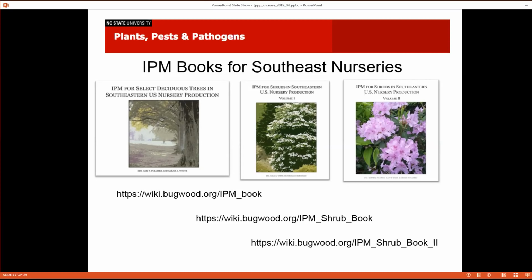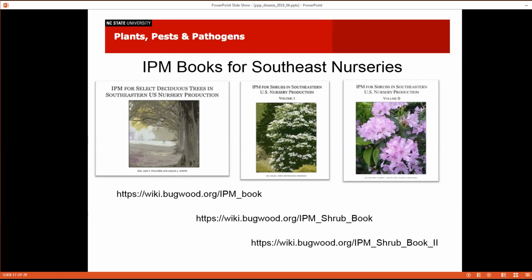They're also available as iBooks. One is IPM for deciduous trees, and then there are two volumes for shrubs, each containing several different genera of ornamental shrubs for the Southeast. So if you have a second, jot those down.